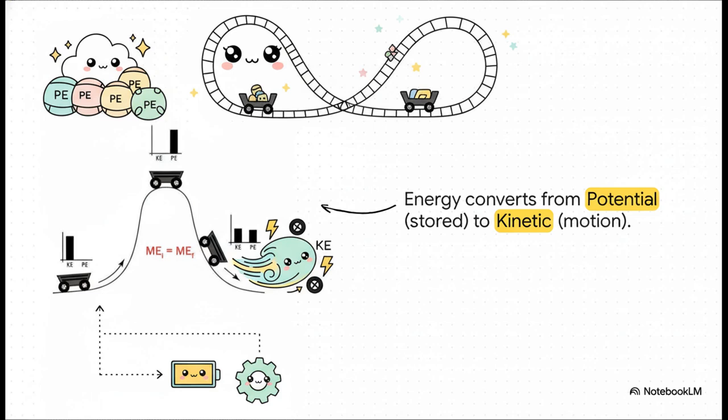Think about a roller coaster. When it's way up at the top of a hill, it's moving pretty slow, but it's loaded with stored energy just because of its height. We call this potential energy. Then, as it screams down the hill, it trades that height for speed, converting all that potential energy into the energy of motion, which we call kinetic energy.